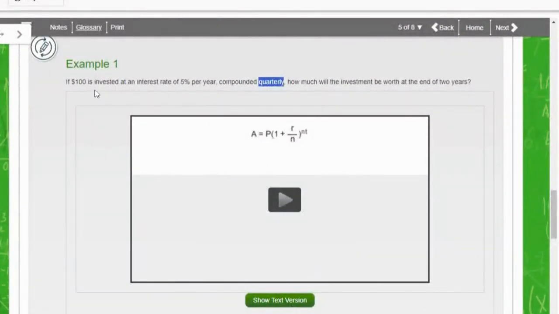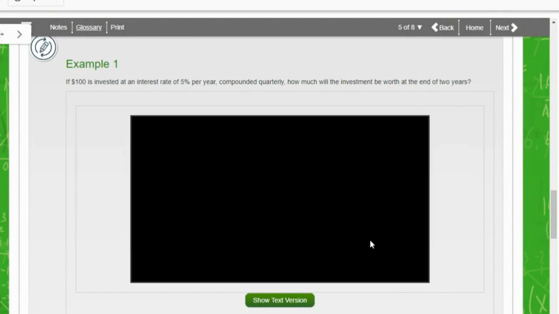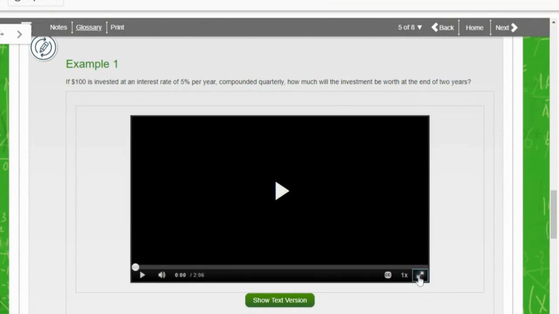I had $100 invested at 5% per year, compounded quarterly, so that's 4 times per year. Let's see what it's worth in 2 years. Get that started here. 2 minutes.